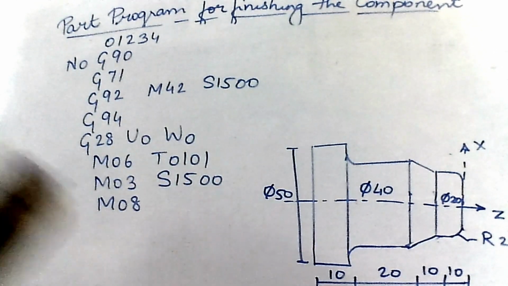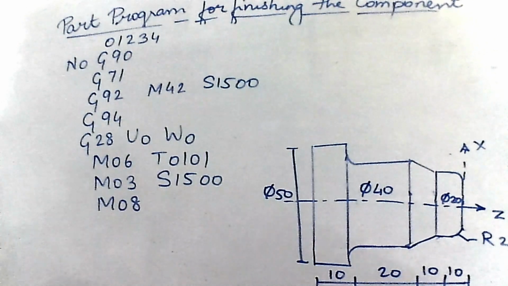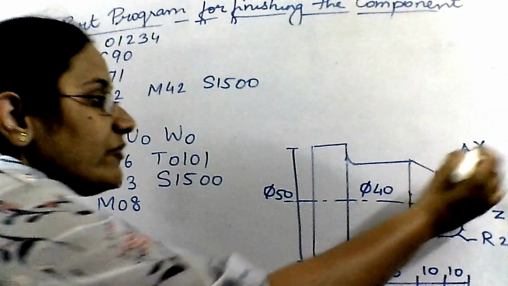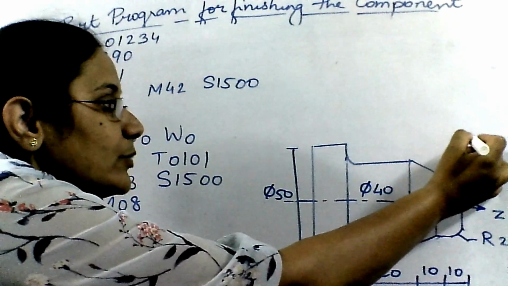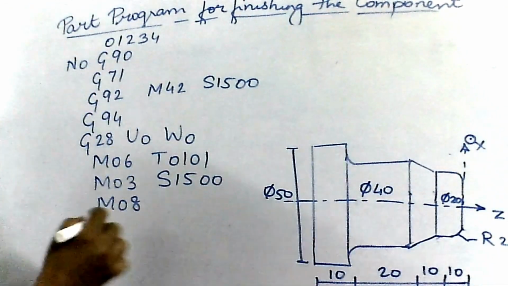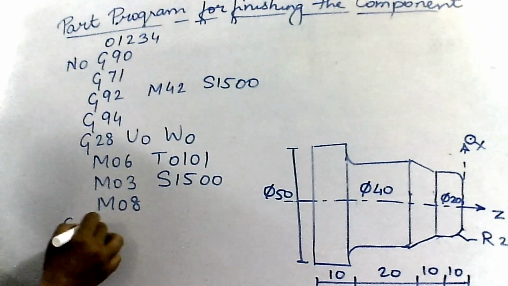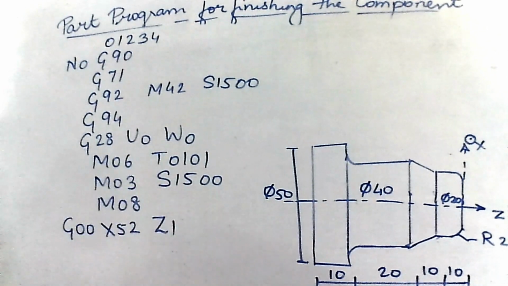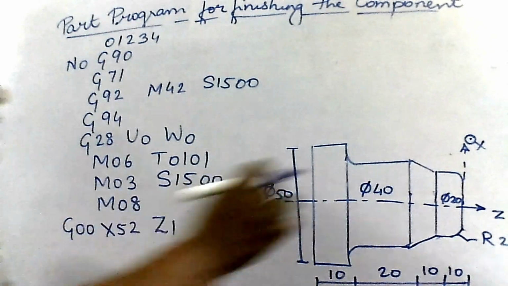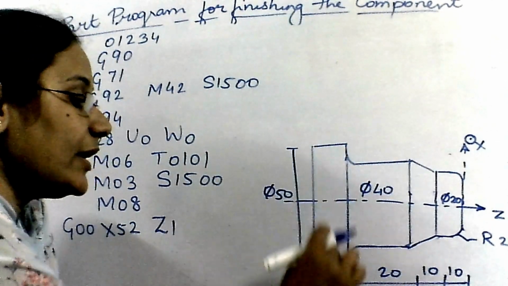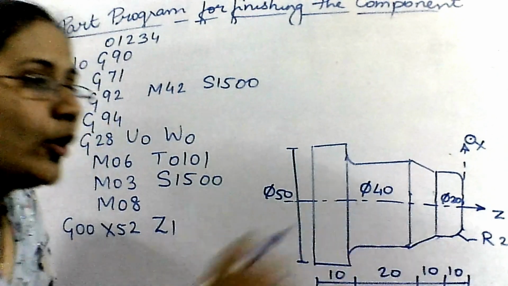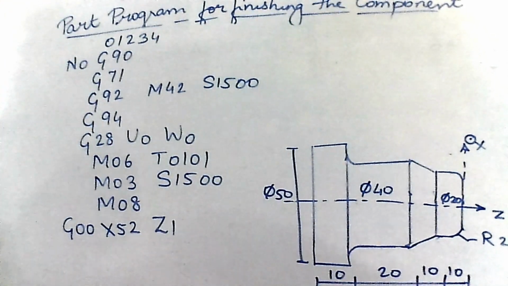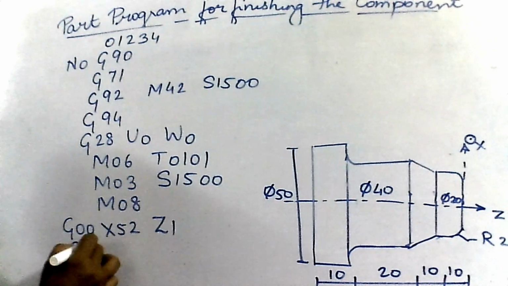Now I have to specify the initial point of the tool. So to begin with, since the maximum diameter is 50, I will specify the initial position as this one. That's G00, X is 52 and Z is 1. Now maximum material is to be removed. The maximum diameter is 50, I have to bring it to 40. For that I am going to use the code G73.